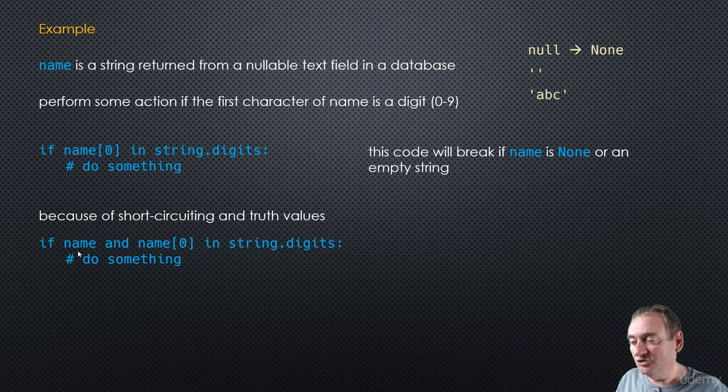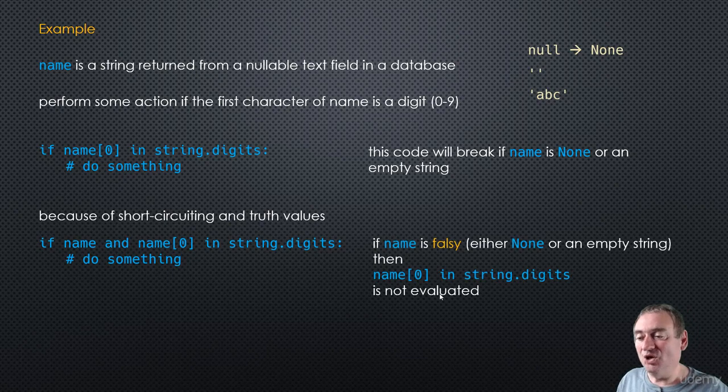So if name is truthy, then it evaluates name[0]. But name can only be truthy if it contains characters. Otherwise, it would be falsy. It would either be None or an empty string. And so we're only going to execute the second part here, which was the one that was causing us a problem, if it's okay to do so. All right. So if the name is falsy, I'm just going to repeat this, either None or an empty string, then this is not evaluated because of short-circuiting.